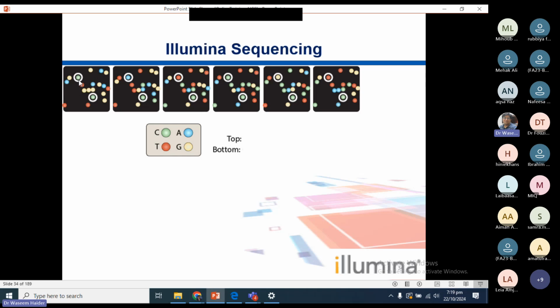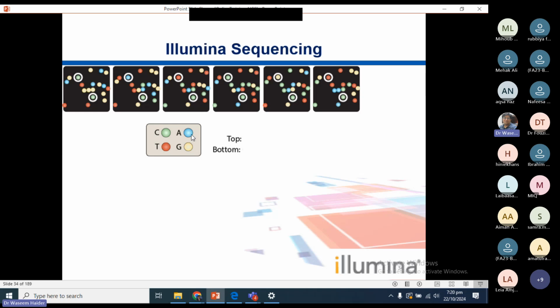So here, I is a camera in a sequencer. C is green, A is blue, T is red, G is yellow. That's our scheme here, and those are the spots we are looking at. So that is the spot at the first time interval. I'm not talking about seconds or milliseconds or microseconds; obviously this happens real quick, right? One fragment actually has multiple copies here, so all copies are incorporating a green color at time point one. At time point two, they are incorporating the next nucleotide, right?